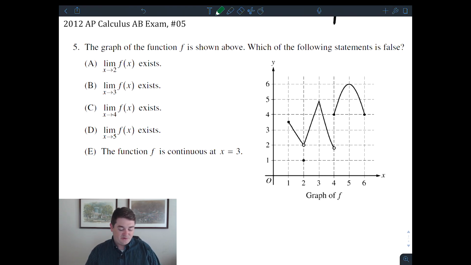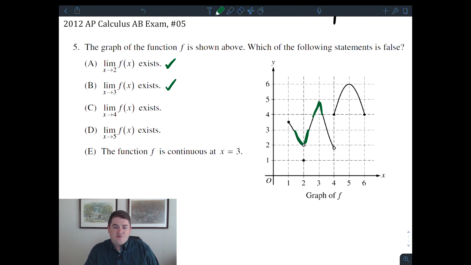A, the limit as x approaches 2 of f of x exists. Well, let's go to 2, right along the curve from the left, right along the curve from the right. Are we approaching the same point? Yes, we are. There's a hole there. Does that matter? No, it doesn't. The limit exists. B, the limit as x approaches 3 of f of x exists. Well, let's go to 3, right along from the left, right along from the right. Are we approaching the same point? Yes, we are. The limit exists.